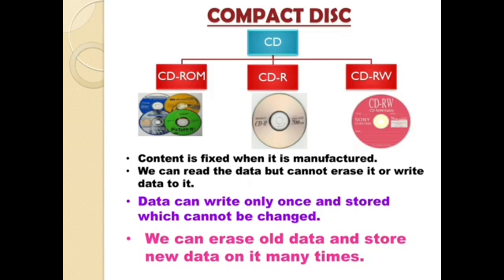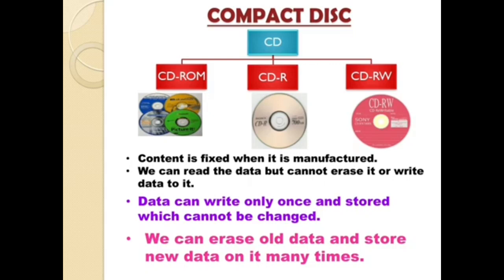Okay, the next one is CD-R. That means you can write the data only one time and store the data, then you cannot modify it. The third one is rewritable, where the data can be modified. How many times you can modify your data? So this is the compact disk and its types.